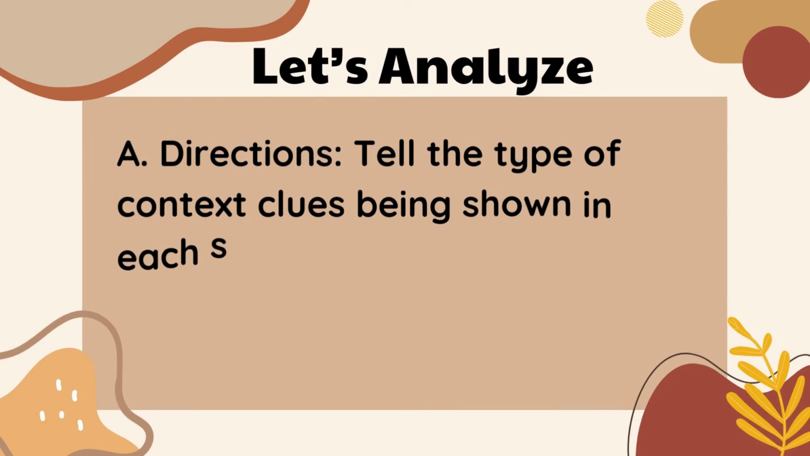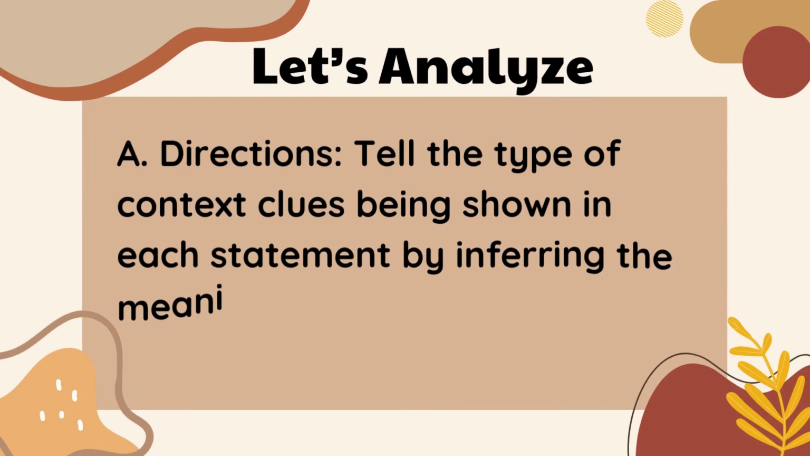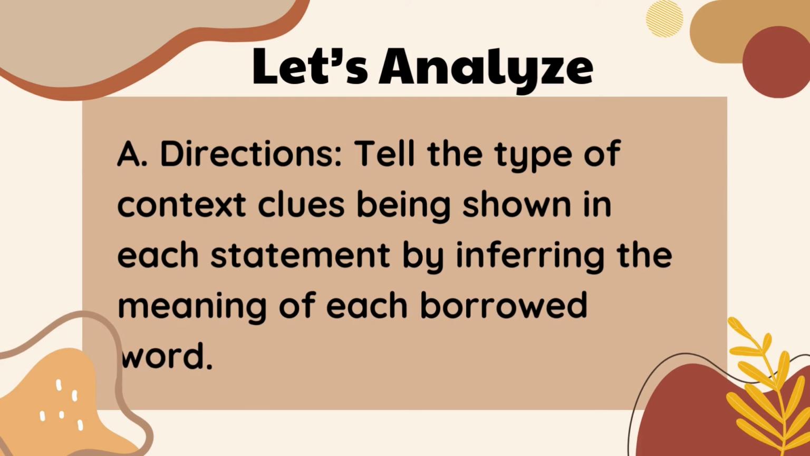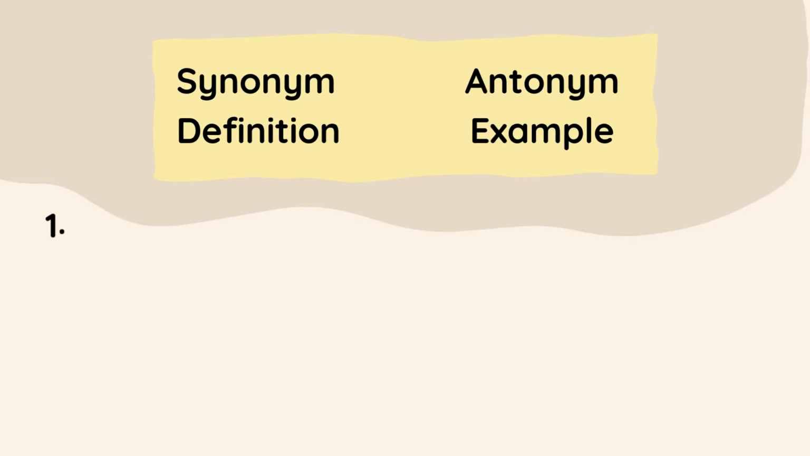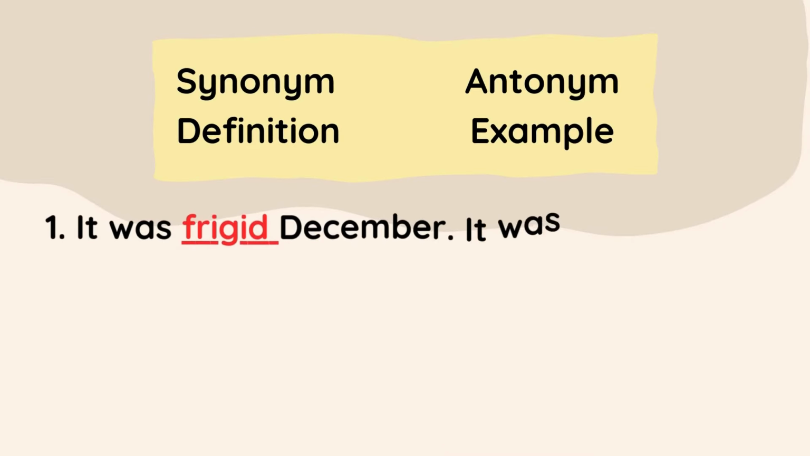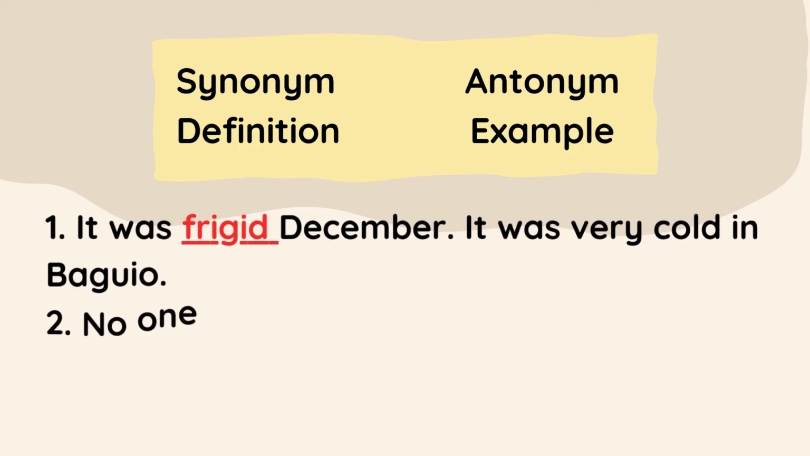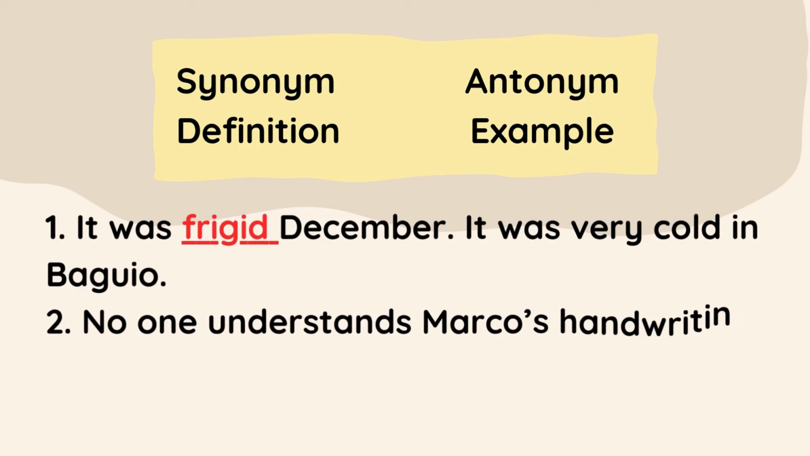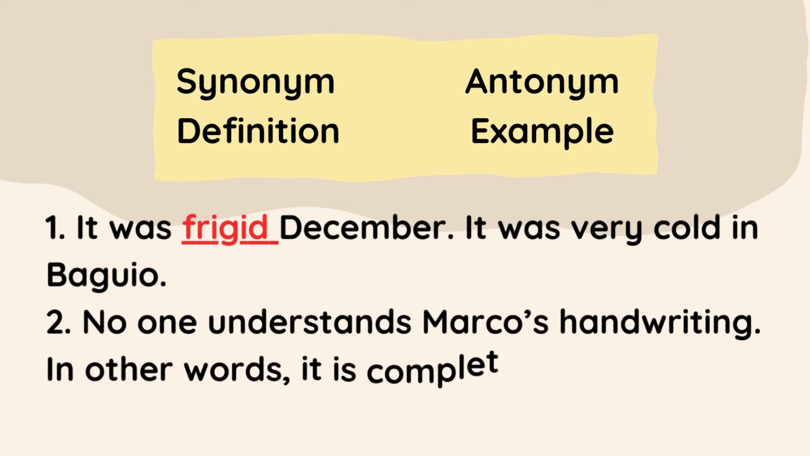Now let's analyze. Letter A, directions. Tell the type of context clues being shown in each statement by inferring the meaning of each borrowed word. The choices are synonym, definition, antonym, and example. Number 1, it was frigid December. It was very cold in Baguio.